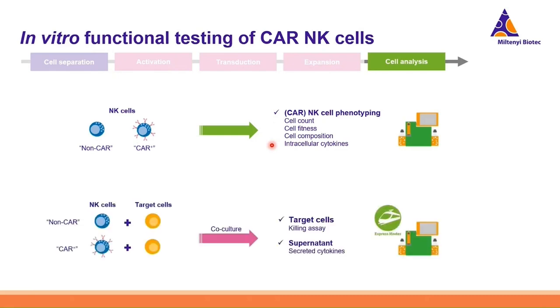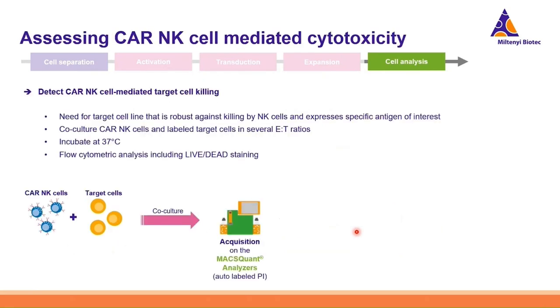And in addition to phenotyping, of course, it's also very important to look at the function of the cells. So for this, there is the need for co-culture experiments with specific target cells. And here then the target cell killing can be analyzed, and also the secretion of cytokines. And just some more information regarding this. To detect the target cell killing, the target cell line will be co-cultured with the CAR-NK cells.